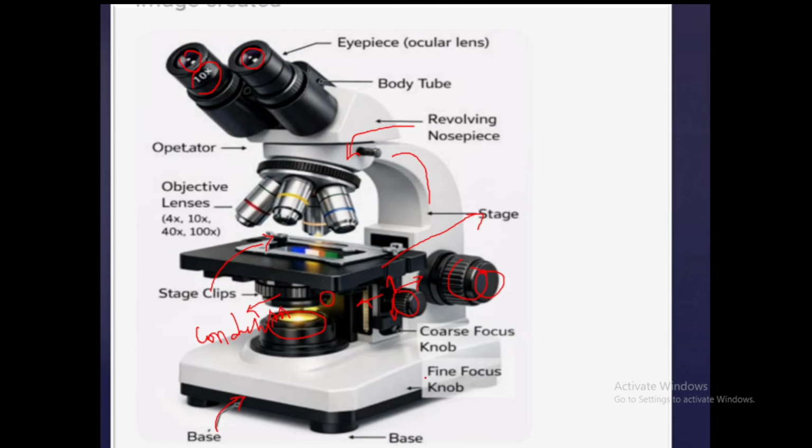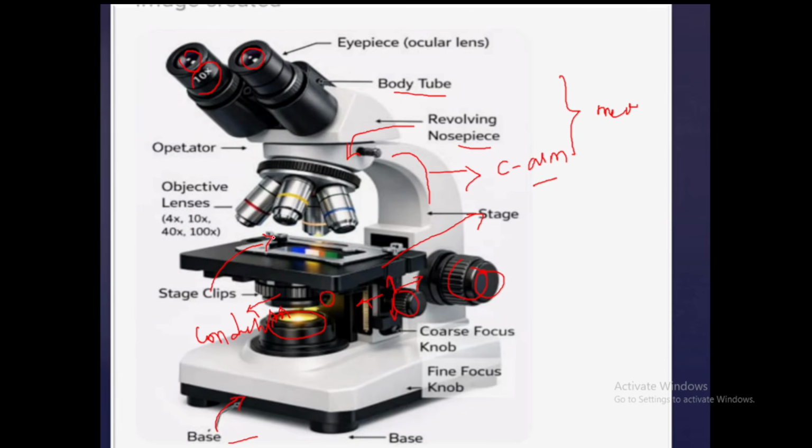Now the base, revolving nose piece, body, and C-shaped arm together we can call the mechanical parts. This is the C-shaped arm. So the base, C-shaped arm, revolving nose piece and body tube, all together we can say are mechanical parts. Next are the magnifying parts.